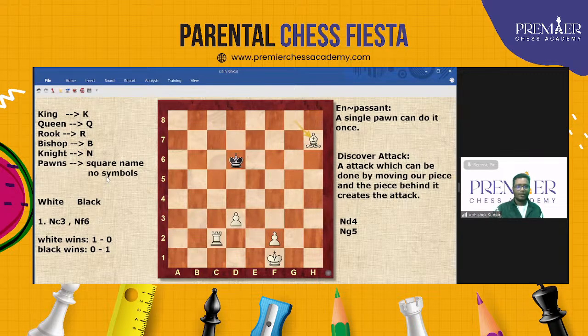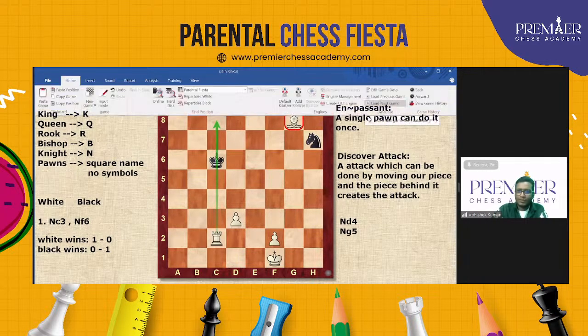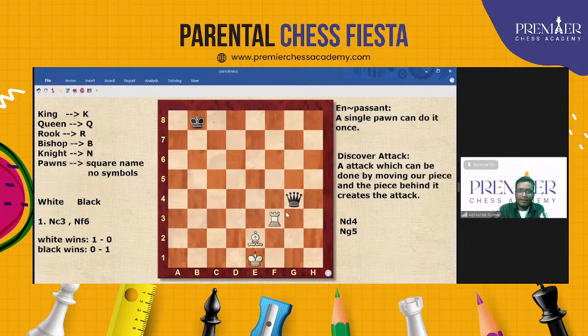Okay. Now let's move on to a different puzzle. Any doubts on this puzzle? Anyone? Sir, ma'am, anyone? No, sir. Awesome. So let's move to the next one. This time we have to do a discover attack, but at the same time, we need to capture the queen as well. Do a discover attack, but at the same time, capture the queen. This is a little different puzzle.